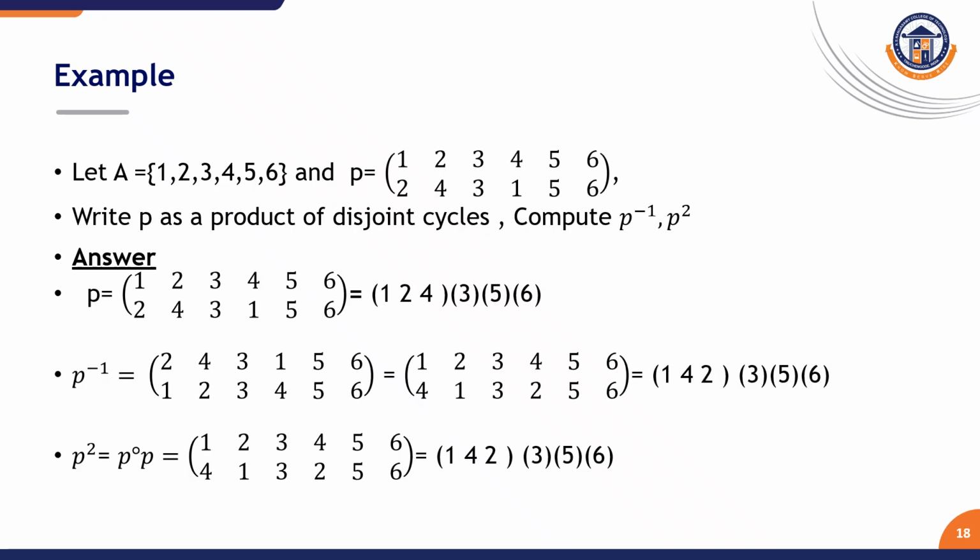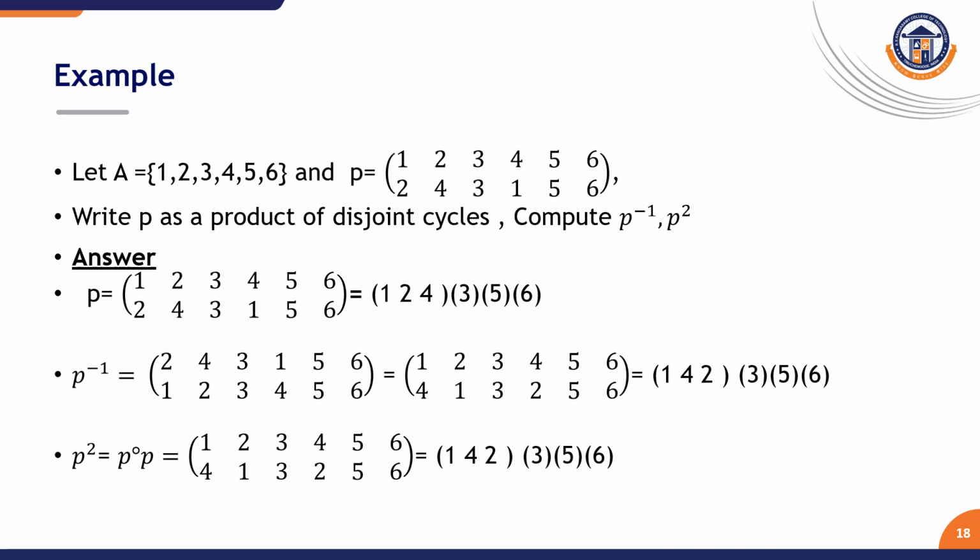Another example: A is a set of elements given as 1 to 6 and P is a mapping given like this. Now we have to write P as a product of disjoint cycles and compute P inverse as well as P square. Now P can be written as 1 to 2, 2 to 4, 4 to 1. So I can write (1 2 4). 3 is mapped to itself, 5 is mapped to itself, 6 is mapped to itself.